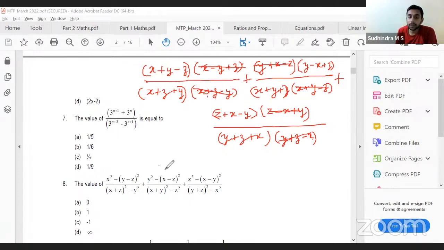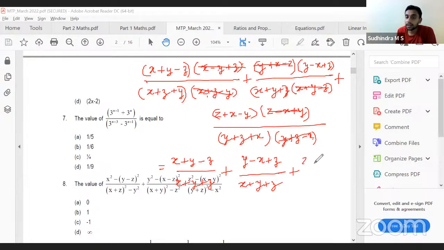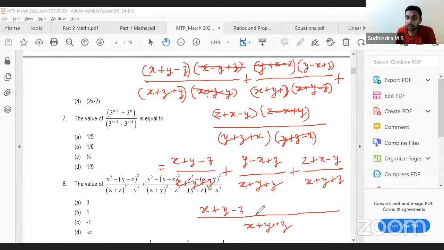Right? Then we will be left with x plus y minus z divided by x plus y plus z, plus y minus x plus z divided by x plus y plus z, plus z plus x minus y divided by x plus y plus z. So if we take x plus y plus z as the LCM, then x plus y minus z plus y minus x plus z plus z plus x minus y. Add all this. Now, x and minus x, y and minus y, z and minus z.